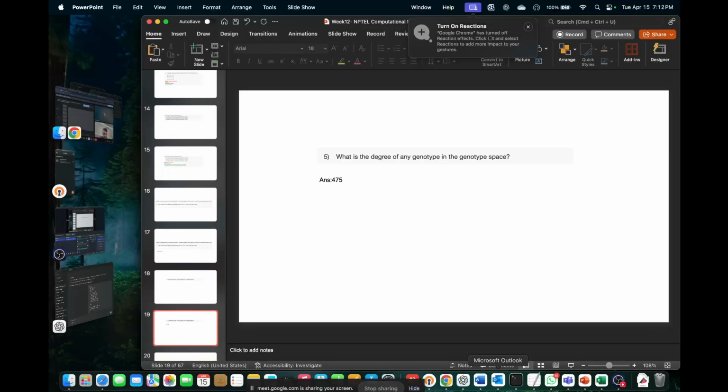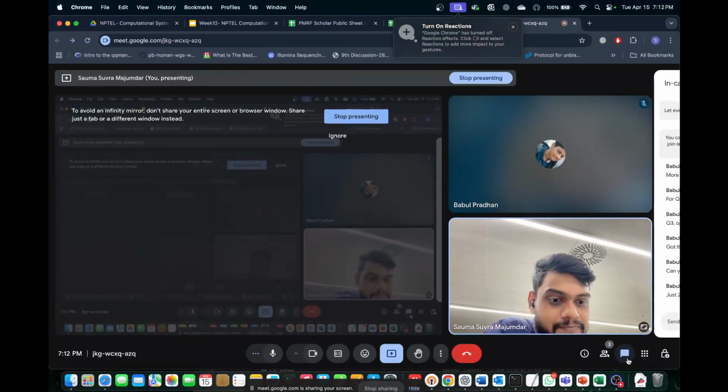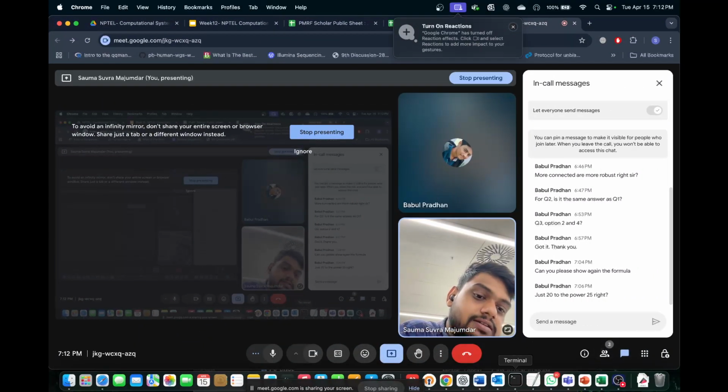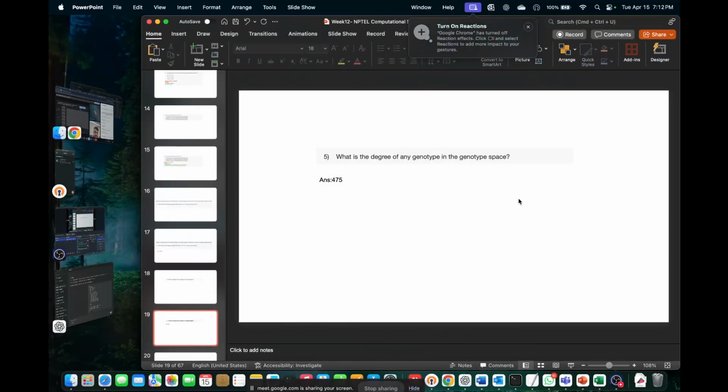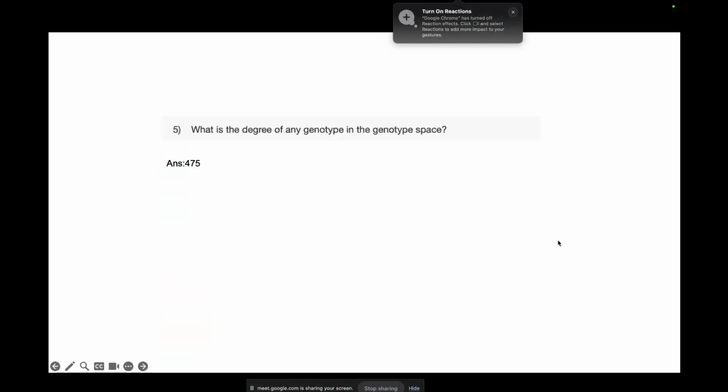I hope this is clear. This is all pretty simple. So you have 25 positions, you can have 19 replacements for every position. That will be your total degree, right?